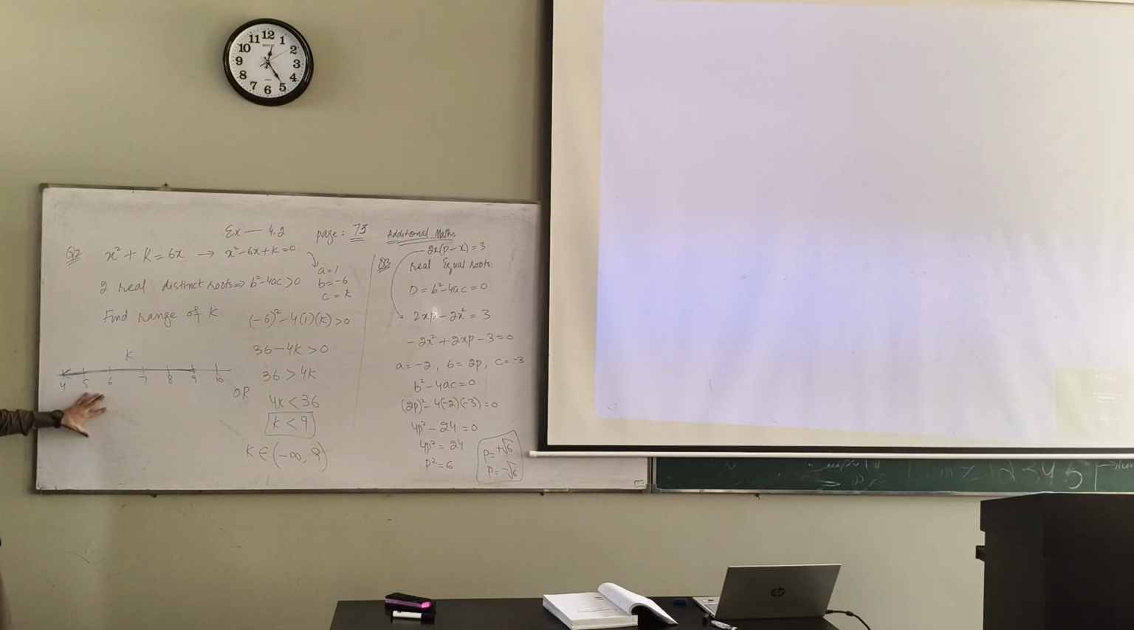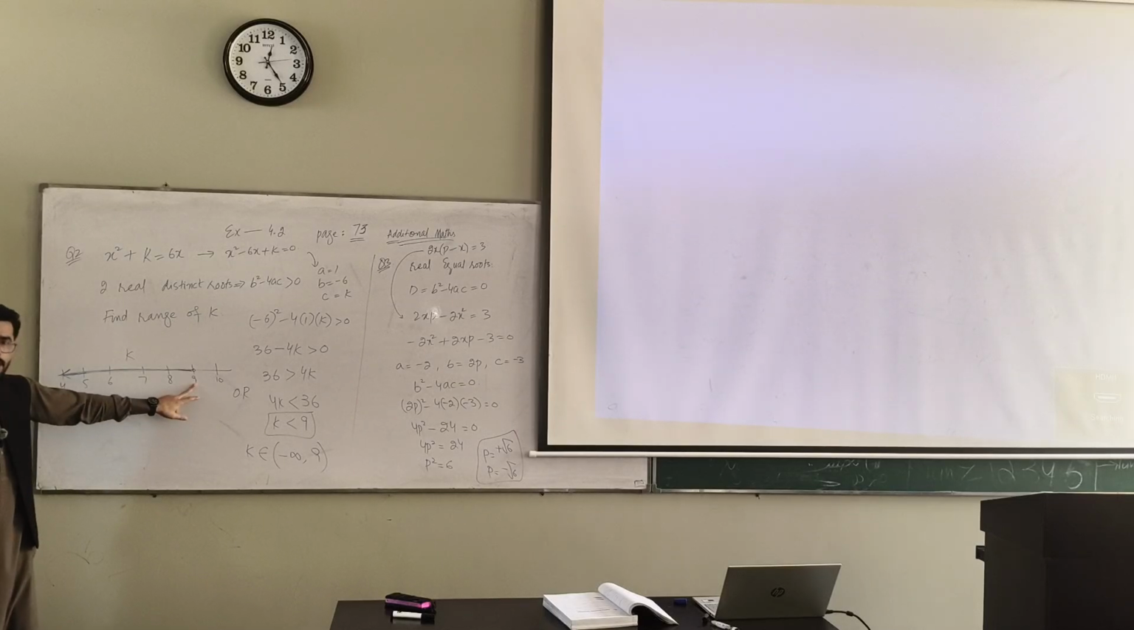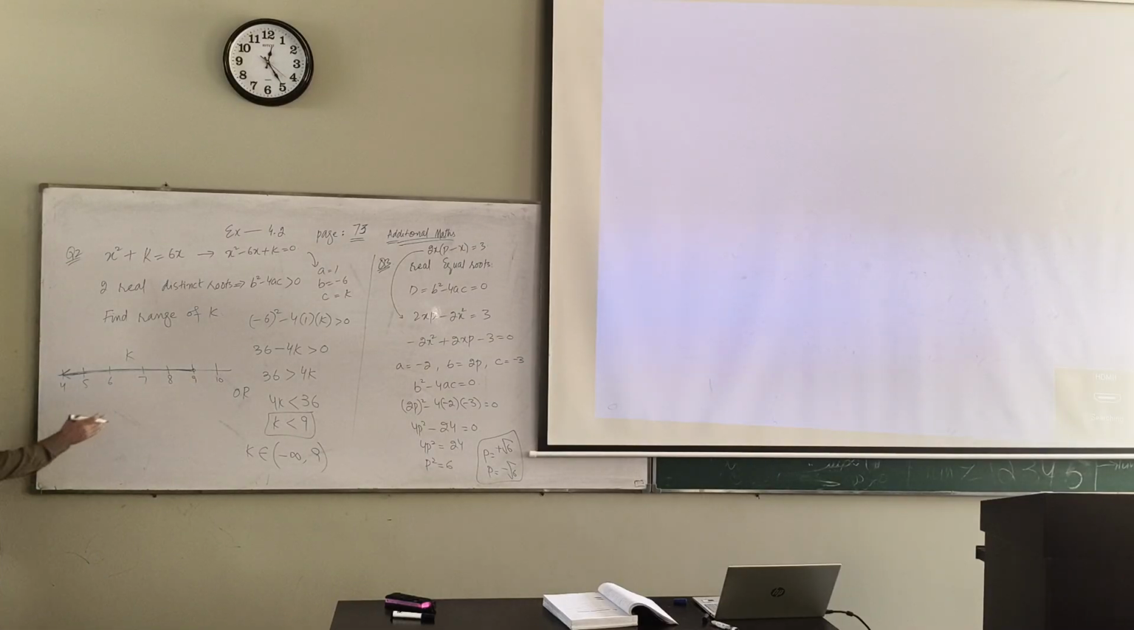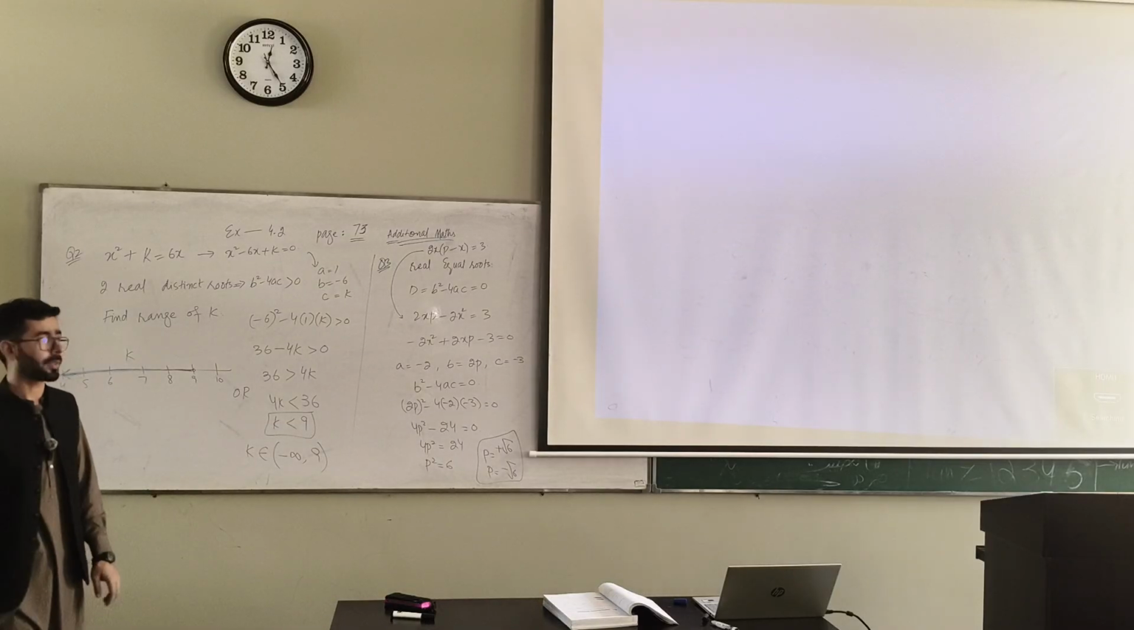If we look at the number line, k can have any values below 9, and you just skip 9. We have a hole on 9. It is not a part of our range. You take any values below 9 and keep going till negative infinity.